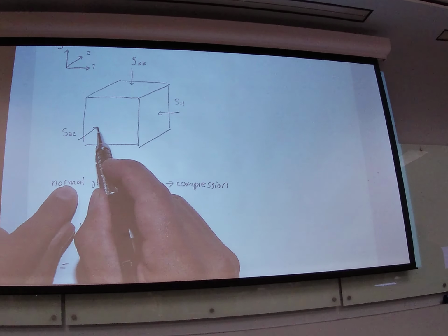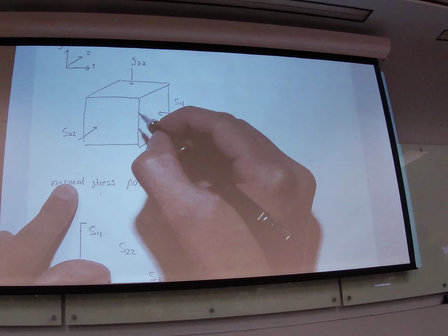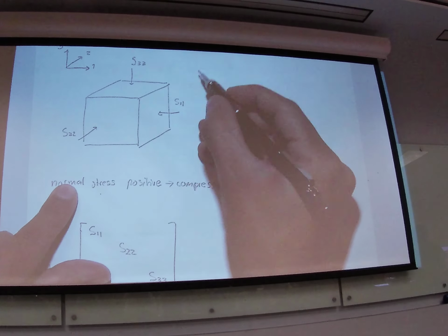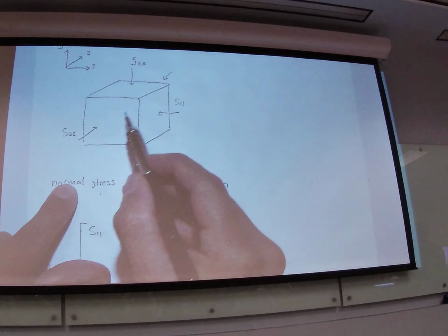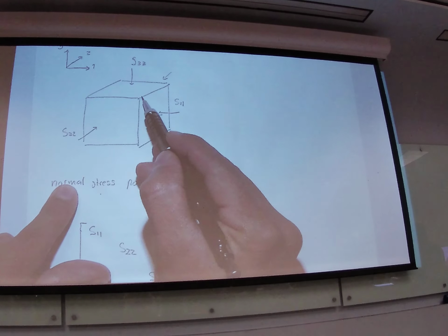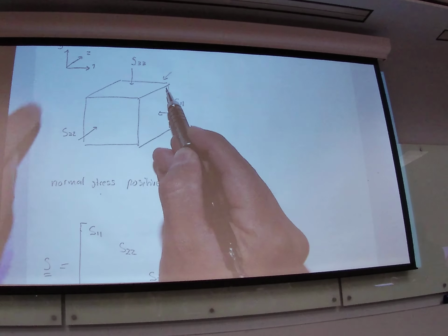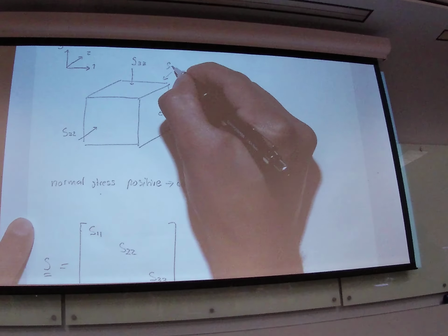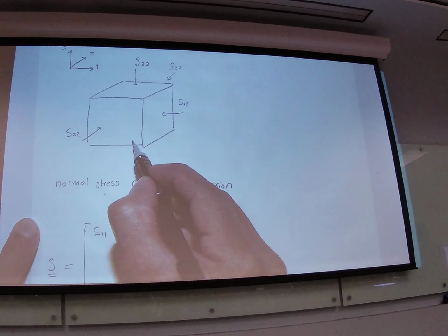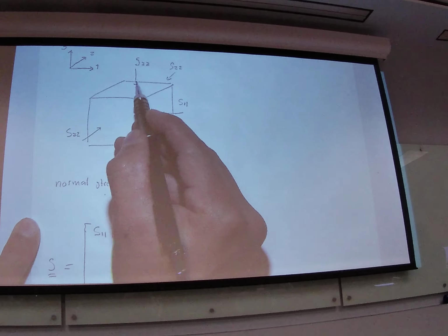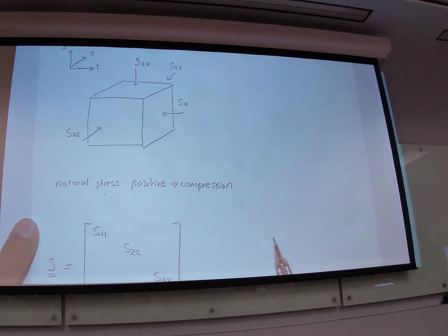S22, if I go a positive direction, it will be pointing in this direction, right? If I go from here to there, positive direction 2, I will get also to S22 in this direction. And if I go a positive amount from here to there, I get to that face. S33 is pointing in the opposite direction.